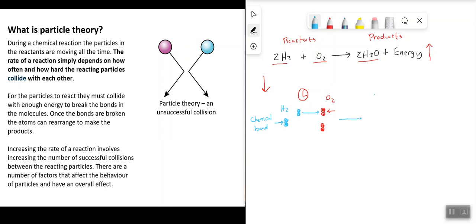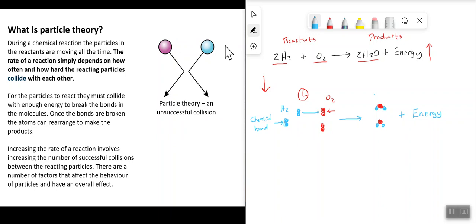And then when the bonds break, essentially you're going to get this rearrangement of these atoms. So you'll get something that's like this. You'll get this new molecule being formed. And then you'll get a huge release of energy as well. So it's an explosive reaction. But the reactants have to physically hit off each other and come into contact with each other with enough force.